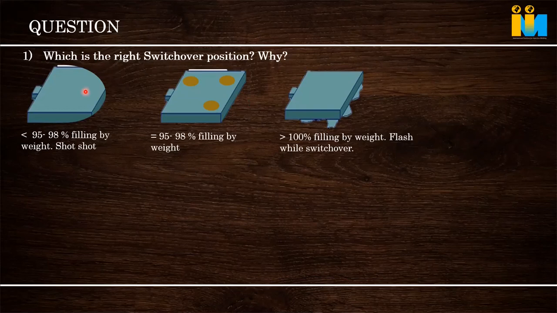If you give switchover beyond 100%, what is the problem? Flash. Why does flash come? Overpacking. We have not given packing, no. We are not giving holding at the time of switchover.